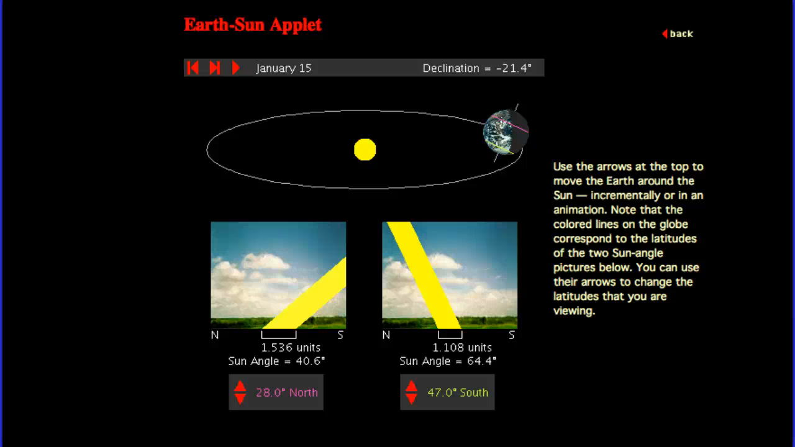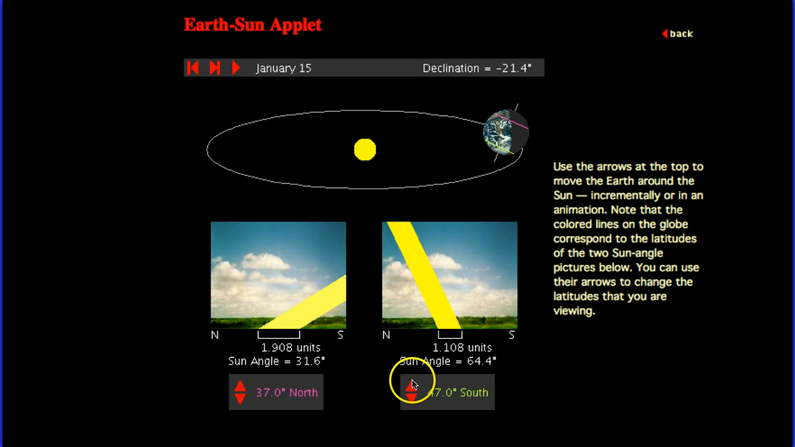You're going to be using the Earth-Sun Applet to help you see the difference in the rays of the sun, and the intensity and the angle that the sun is at for the two different latitudes that you have. Taking a look at what we have here so far, I've got 28.0 degrees north and 47.0 degrees south. Well, north is going to be San Francisco. And remember, we have this as 37 degrees latitude.